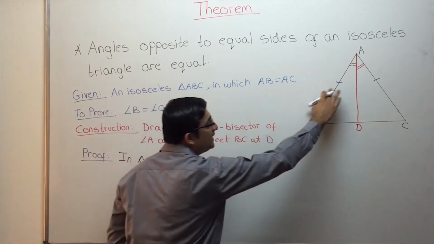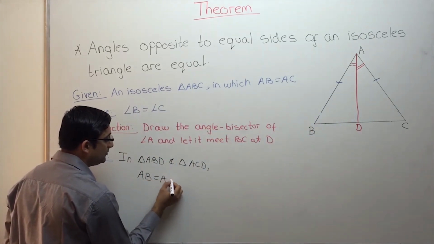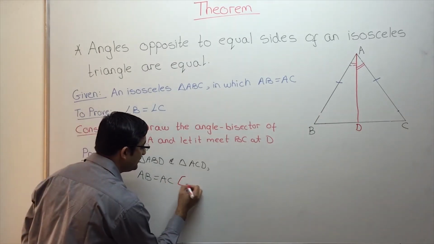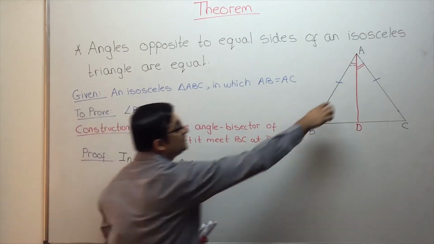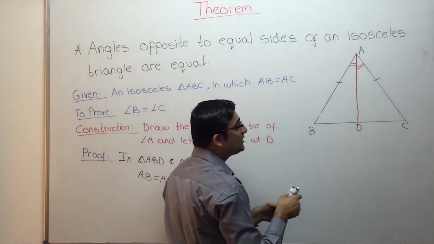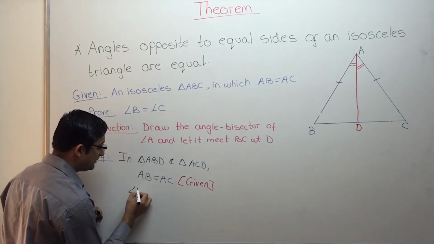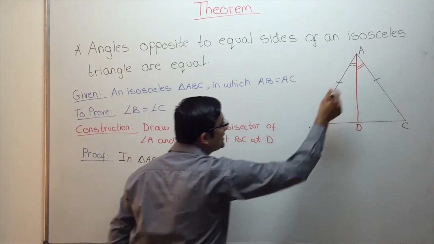What do we have? AB is equal to AC. What is the reason? This is given to us, so mention in bracket, given. Next, these two angles are equal. Why? By construction. So angle BAD is equal to angle CAD.